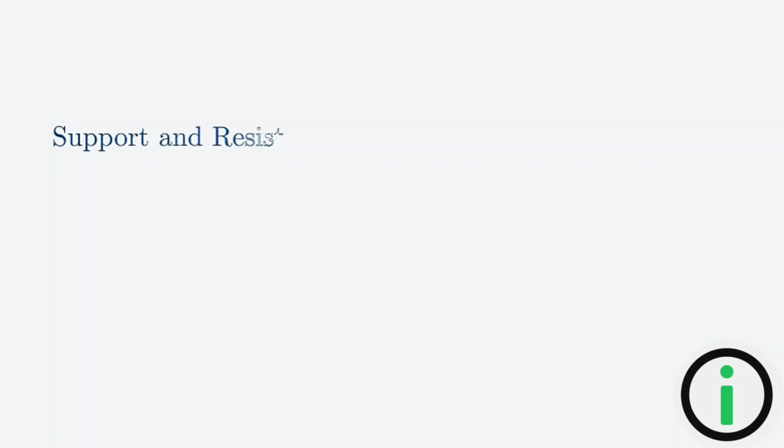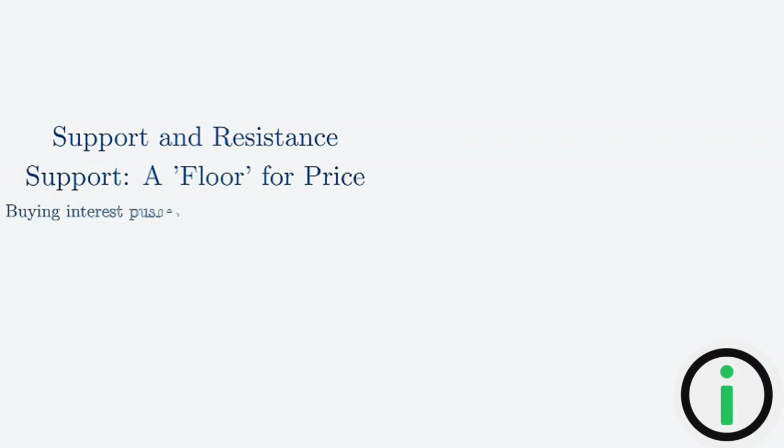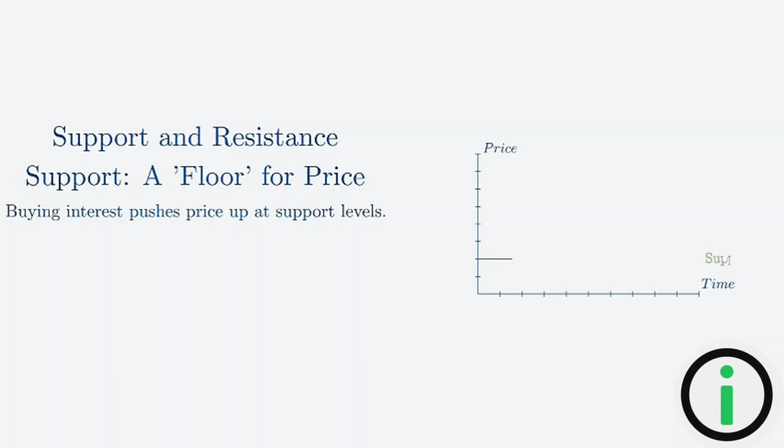Imagine a floor and a ceiling. In trading, price rarely moves in a straight line. It bounces between invisible levels. Support is like a floor. It is a price level where a downtrend tends to pause due to a concentration of buying interest. When price drops toward support, buyers see a bargain and step in, pushing the price back up. As you see here, every time the price touches this lower line, it finds support and heads higher.